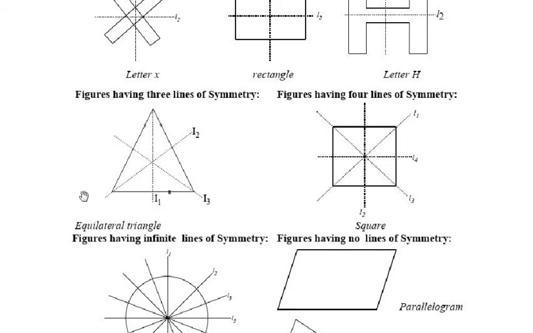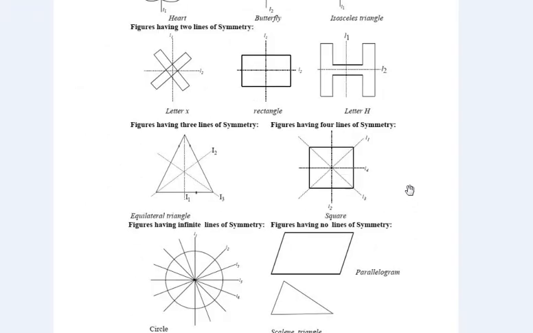If you see this figure, compare this figure. Diagonally it was possible. In a vertical manner also it was possible. But if we divide horizontally, would it be divided equally? This triangle will be divided? No, it won't be. Yes, very good. That's why the square has four lines of symmetry.